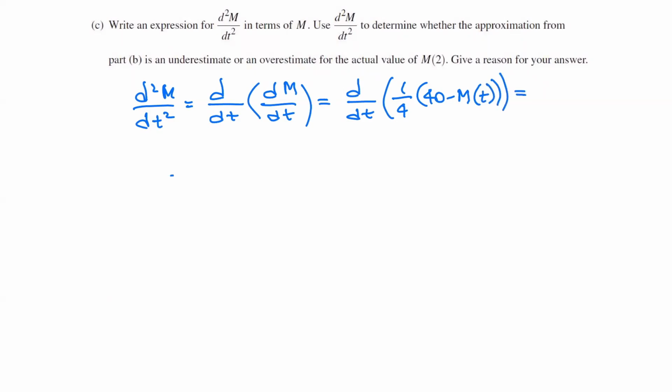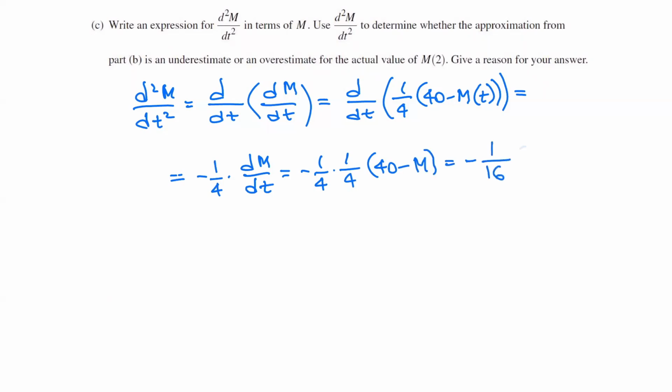This is equal to... the derivative first with respect to m is going to give us negative 1/4 times the derivative of m with respect to t. Plugging it in gives us negative 1/4 times 1/4 over 40 minus m. This is negative 1/16 over 40 minus m.